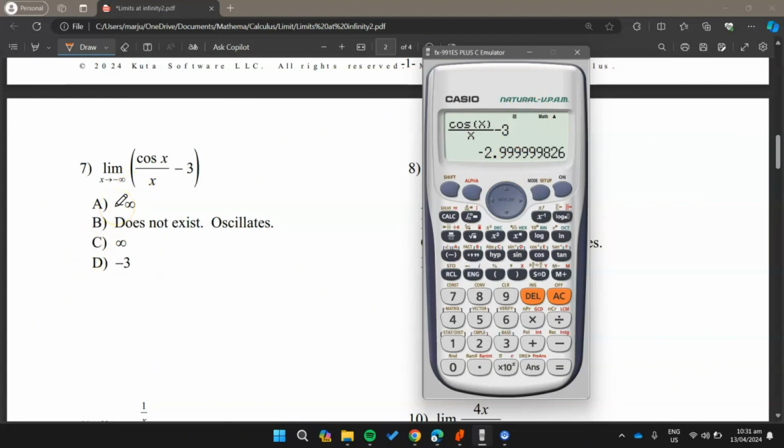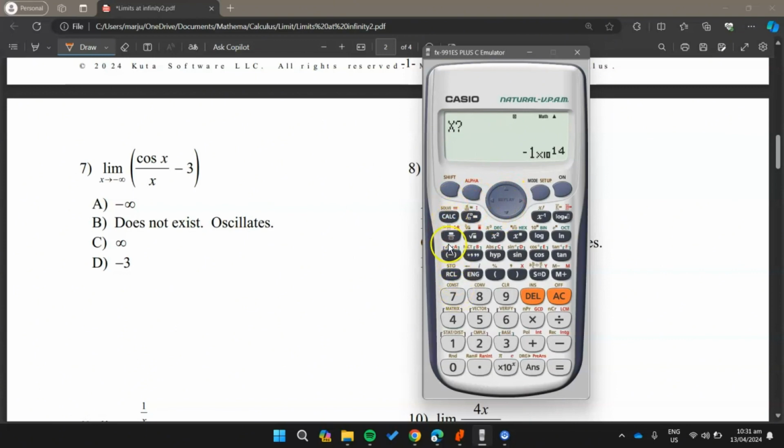So our answer here should be negative 3. Let's try to have more numbers. Alright. Oops. The calculator can handle that one.